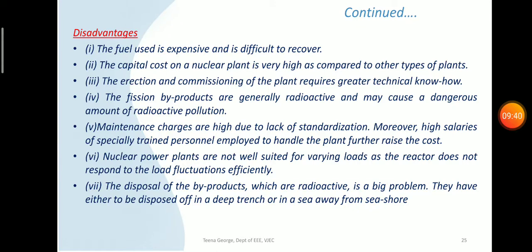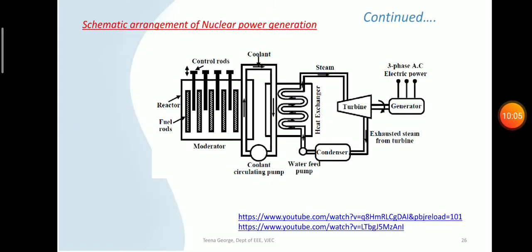The nuclear power plants are not well suited for varying loads. If there are variations in load, the reactor does not respond to the load fluctuations immediately. The disposal of byproducts, which are radioactive, is a big problem, and they have to be disposed of in a deep trench in a sea or on a seashore.